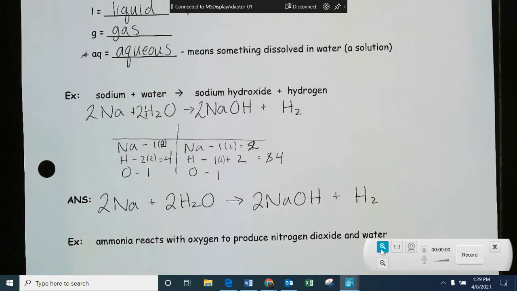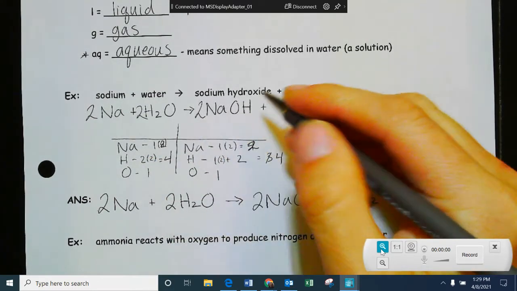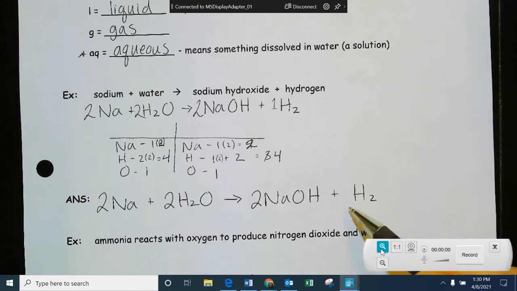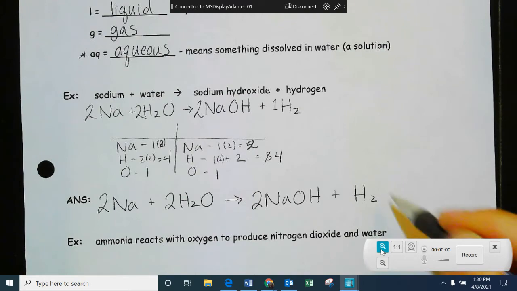When you're balancing, if you're going through this process and you write a 1 in here, that's okay. In your answer, please just leave it blank though. The appearance of that element indicates that there is one of them.